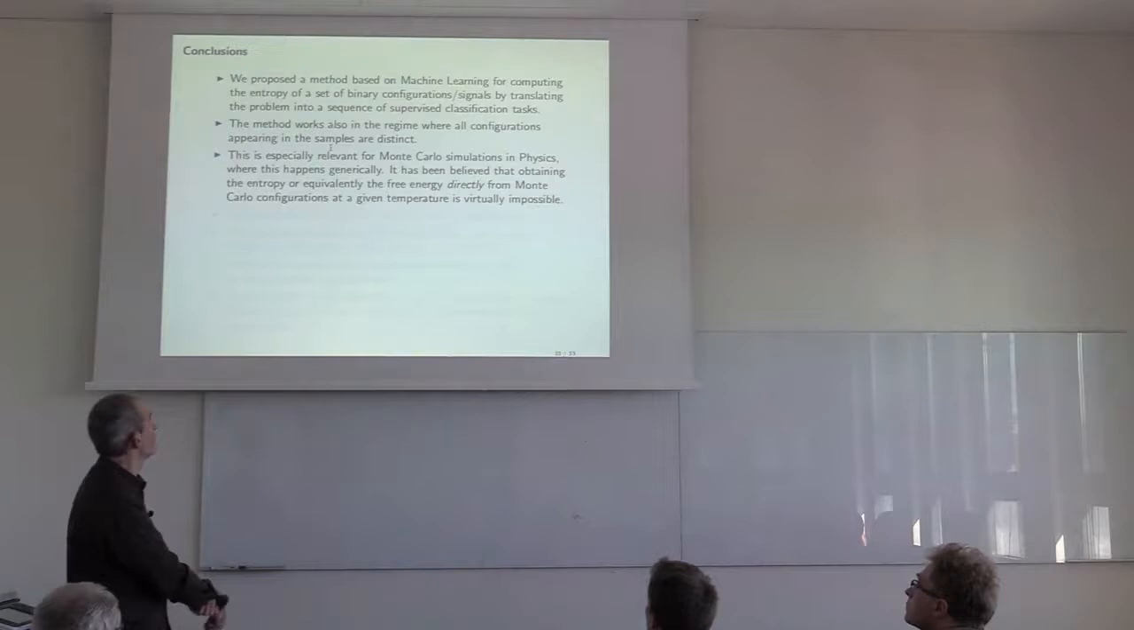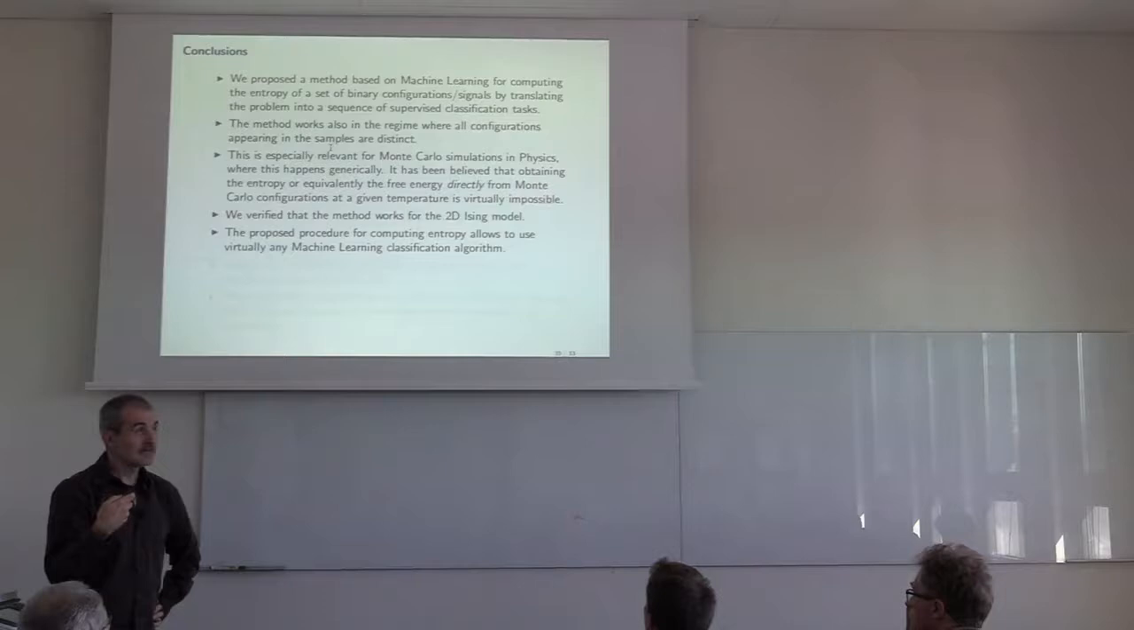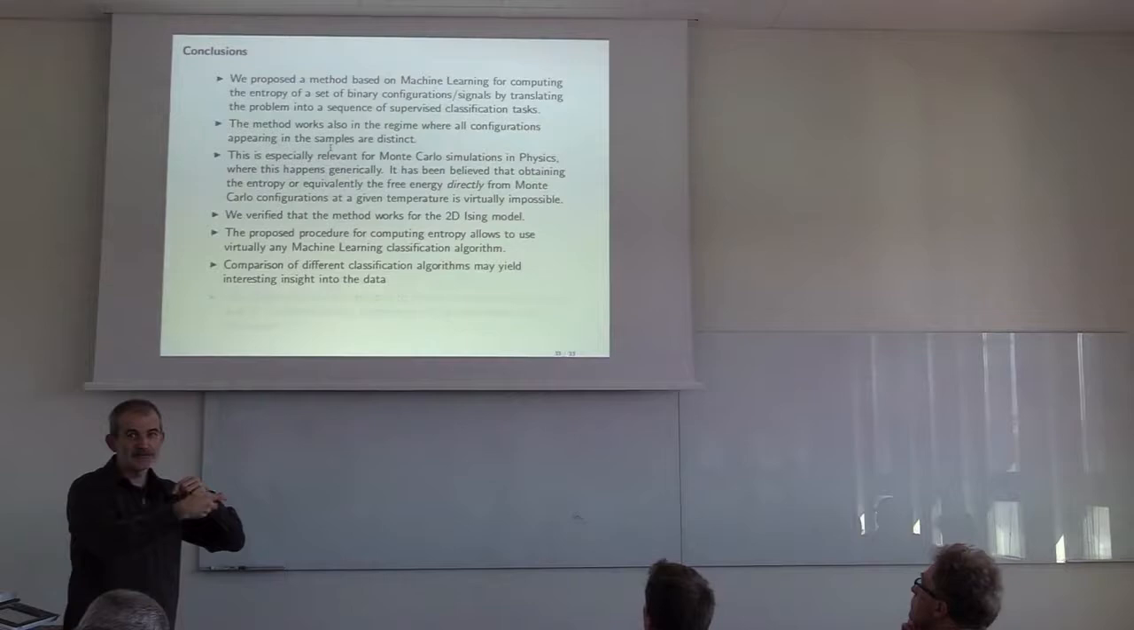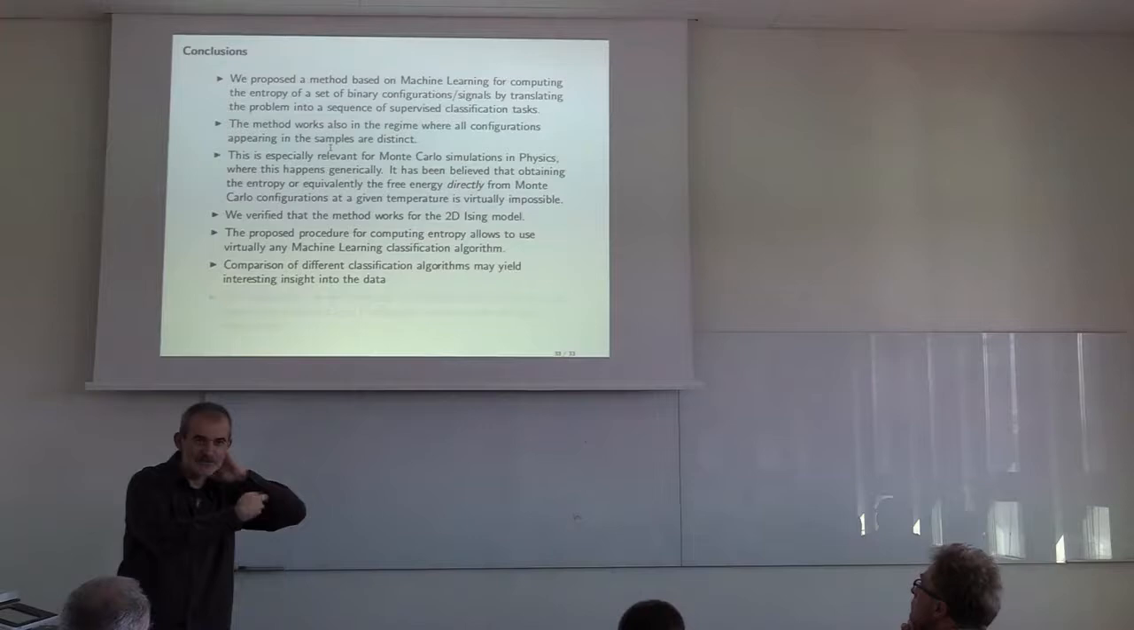So we verified that the method works for the 2D Ising model. And as I said, we can use virtually any machine learning classification algorithm. On the one hand, we can compare different answers and get more insight into how complex the data are, because even with the same entropy, we can have simple data or complex data. So this is quite an interesting possible application.